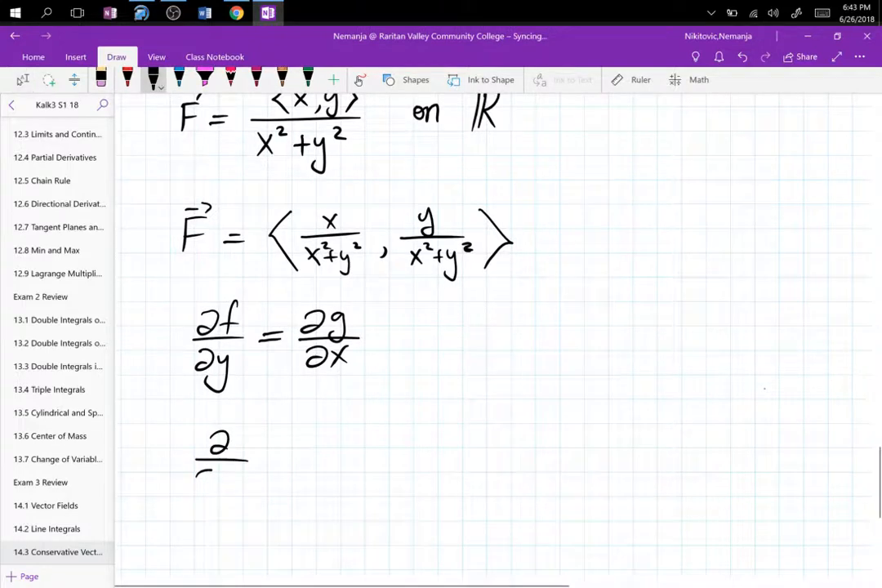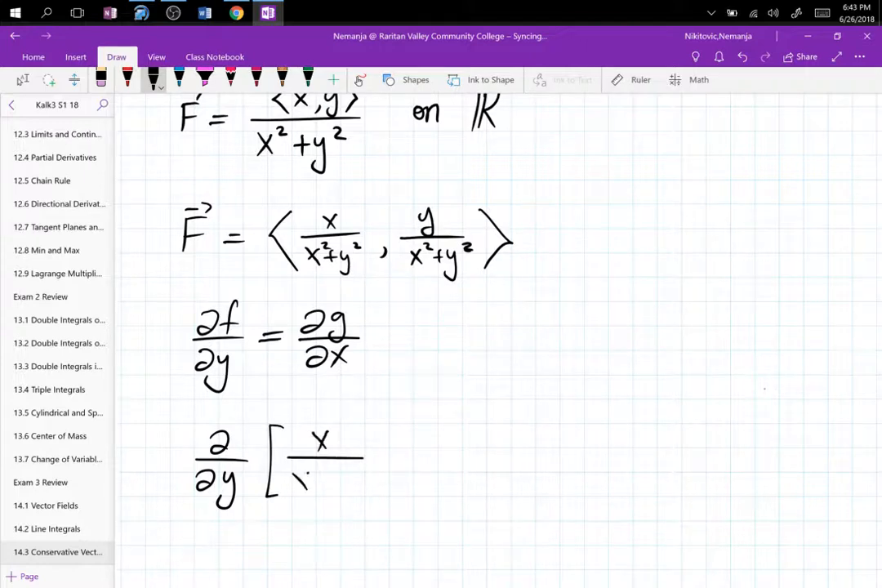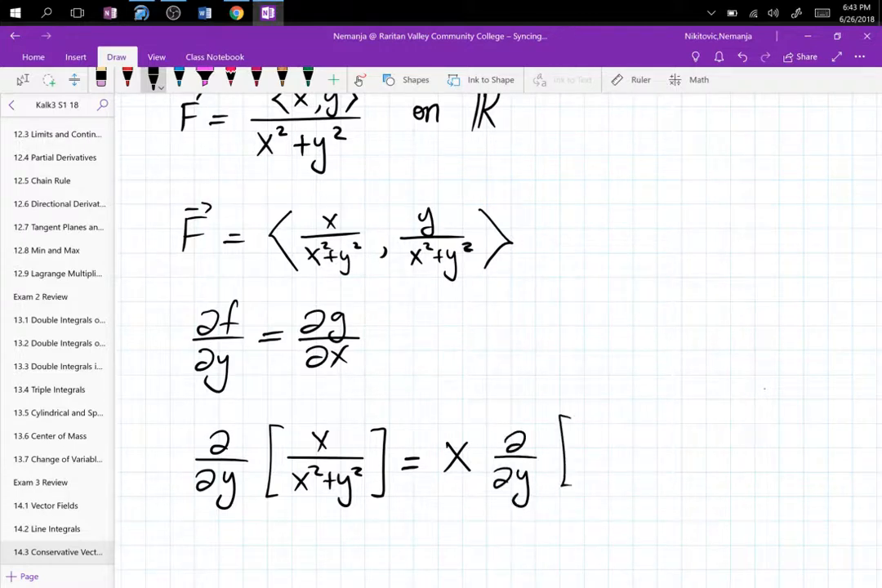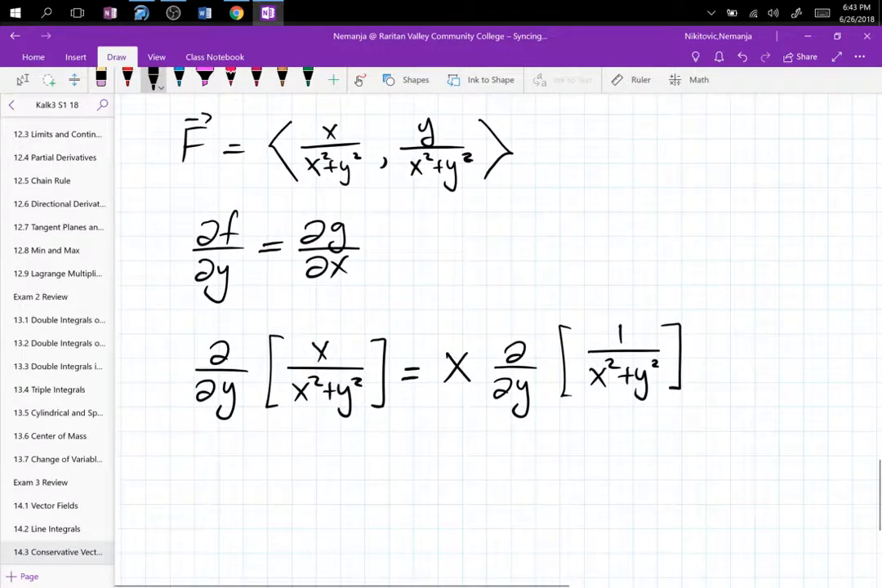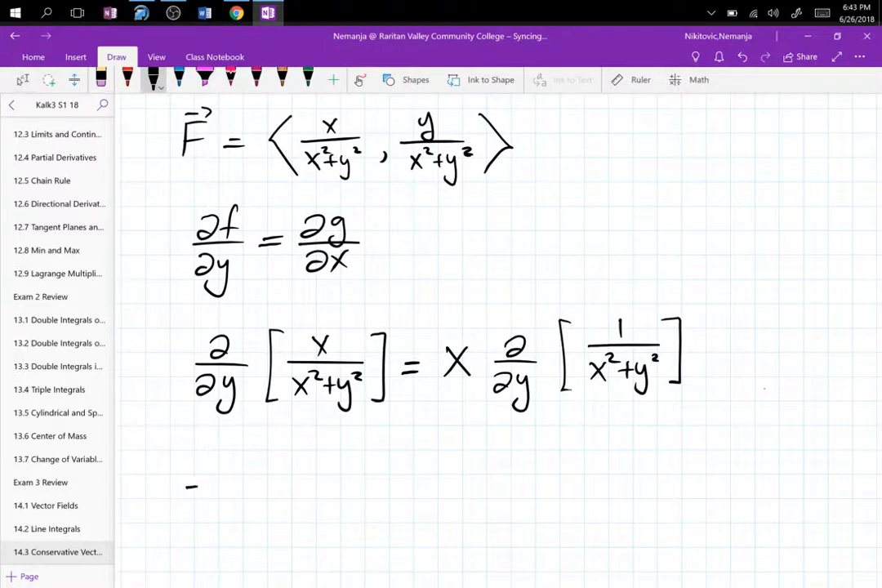So how about we take the partial derivative in respect to y of x over x squared plus y squared. Well, first of all, the x is not y, so we can kick that outside as a constant and just focus at the derivative of 1 over x squared plus y squared. Now I'm treating this as a calculus 1 thing. You've never seen the derivatives, so I'm writing out everything.